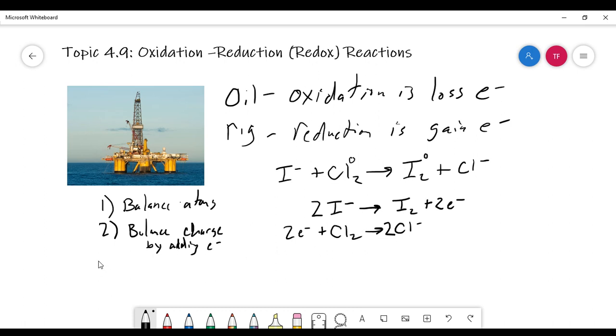So our third step is we need to make the number of electrons the same in both half reactions. So we're going to balance the electrons in both half reactions. Now this example has them already balanced. There's 2 electrons in this half reaction, the oxidation half reaction, and there's 2 electrons in the reduction half reaction. So they're already balanced. 2 electrons produced, 2 electrons absorbed. So we don't actually have to do this step because it's already done. So our last step is we're going to add the 2 half reactions together.